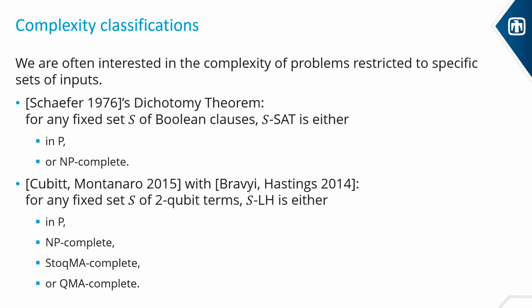In quantum complexity, we have this result from Cubitt and Montanaro, with Bravyi and Hastings, that classifies the local Hamiltonian problem for any set of 2-qubit terms. They showed that the local Hamiltonian problem is either in P, it's NP-complete, StoqMA-complete, or QMA-complete. And the properties that decide which case S falls into are efficiently checkable. So given any set of 2-qubit terms, their work can tell us which case the ground state problem would belong to.